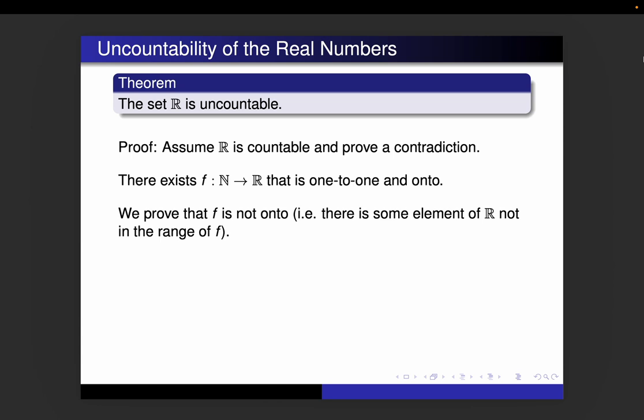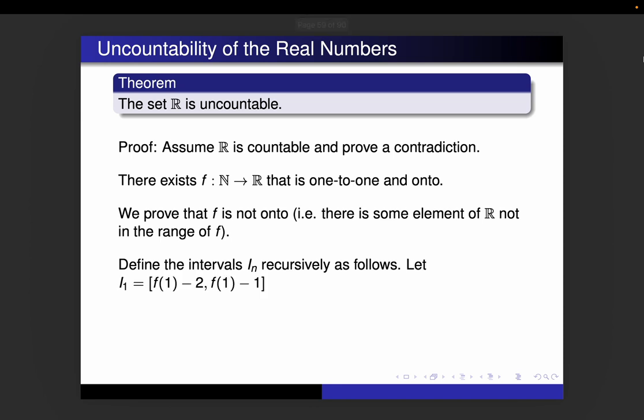So we're going to take the range of f, we're going to try to avoid it, find a bunch of numbers that don't hit any of the elements in the range. So we're going to define the intervals In recursively as follows. So the first one's going to look a little funny, but it makes sense. We've looked at this before. I1 is the interval with the left endpoint f(1) minus 2 and right endpoint f(1) minus 1. If that looks weird, all we're doing is we're taking an interval to the left of f(1).